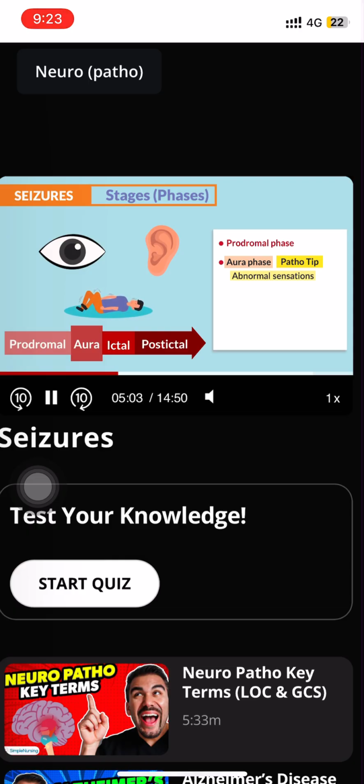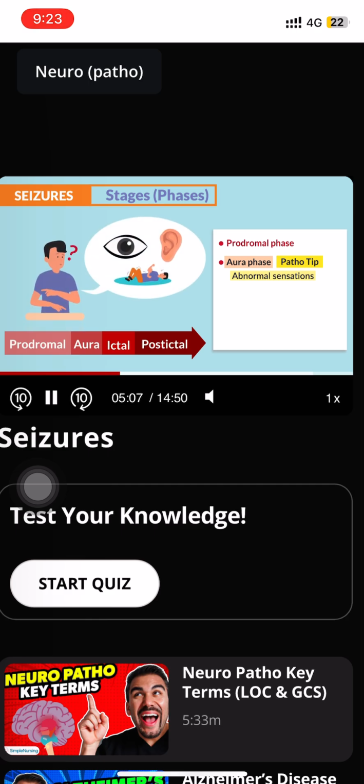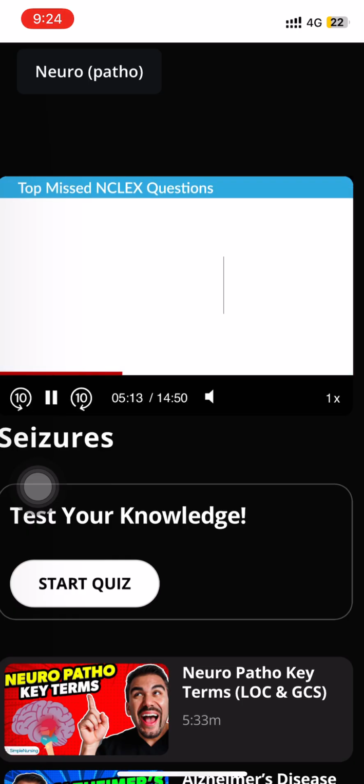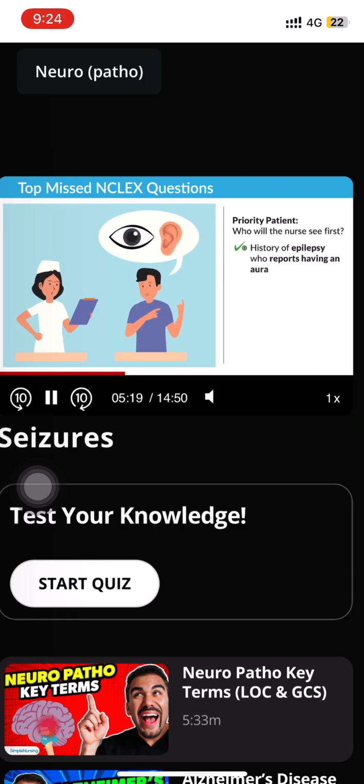Most likely a big tonic-clonic seizure. Now, not all clients experience or can recognize a prodromal or aura phase before the seizure happens. So the top missed NCLEX question is a priority patient: who should the nurse see first? And it's typically the client with a history of epilepsy who reports an aura.